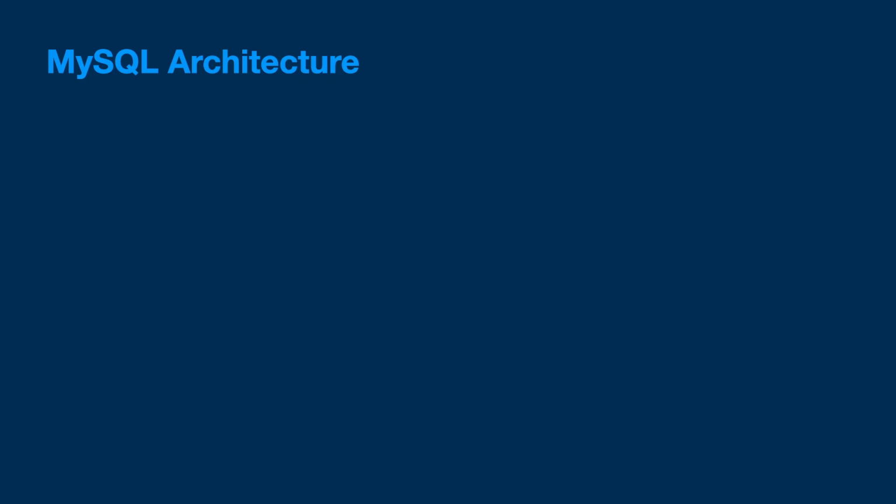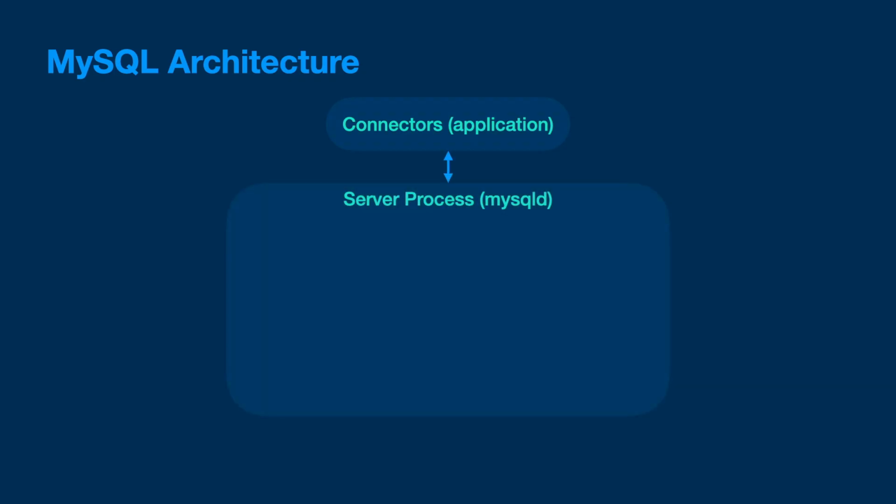When we're talking about how MySQL works, it all starts with connectors coming from our applications. These could be .NET, Python, ODBC, etc. Those are picked up by our server process, which is named, and you'll see it referred to as mysqld. It handles all of these incoming connections and the resulting threads.